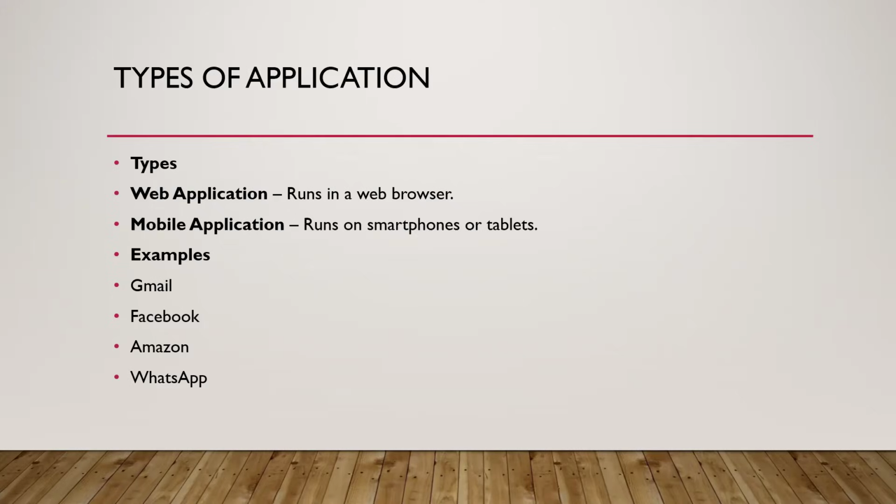Mobile application, we run the application on smartphones or tablets. For a mobile application, we want to install the application on our smartphone using the Play Store. For example, Gmail, Facebook, Amazon, and WhatsApp are examples for both web application and mobile application.